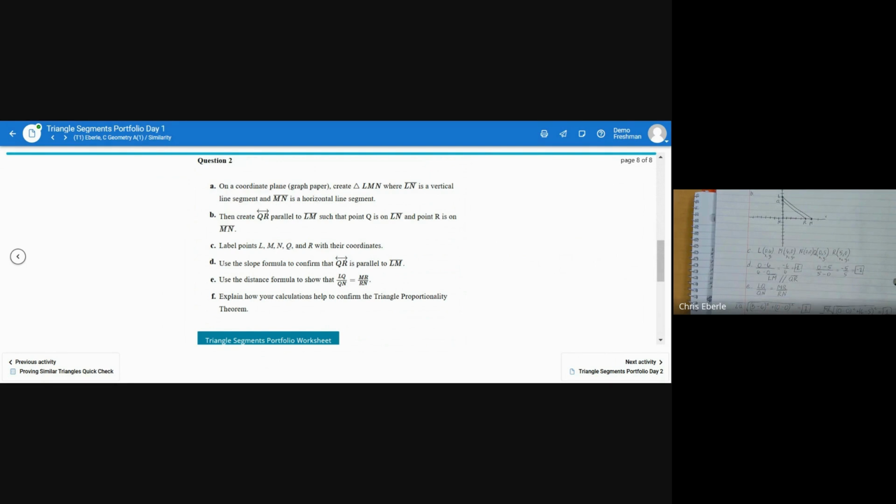So I labeled those coordinates. We're going to use those coordinates to then find the slope and the distance. Okay. So the first thing I did for part D then is to find the slope. So to find the slope of LM and then to find the slope of QR. So I want to compare those. So from L to M, this slope here, and then from Q to R, so I want to find this slope here.